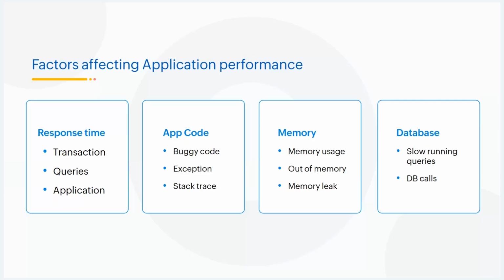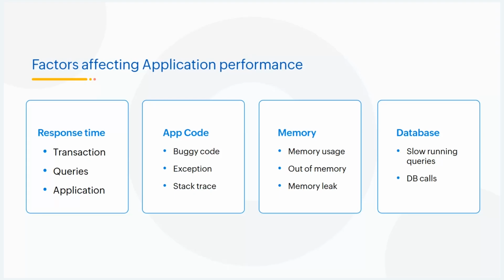The third one is memory. So monitoring the application's memory consumption is crucial. High memory usage can lead to performance issues and even crashes. If the application exhausts its allocated memory, it might crash or become unresponsive. This occurs when the program doesn't release the memory properly, leading to a gradual increase in memory usage over time.